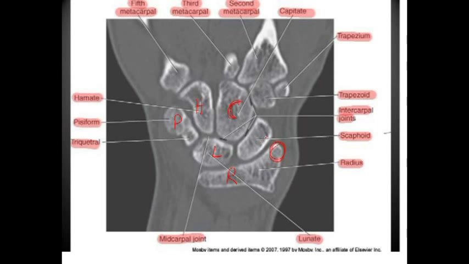The lunate. The scaphoid. The scaphoid will be very easy to define because of the kind of curved shape that it has. The trapezium, trapezoid. And then we have the trapezoid there as well. However, because we are going at this at an oblique angle, it skews this, and so it makes it very hard to define really what you're looking at.